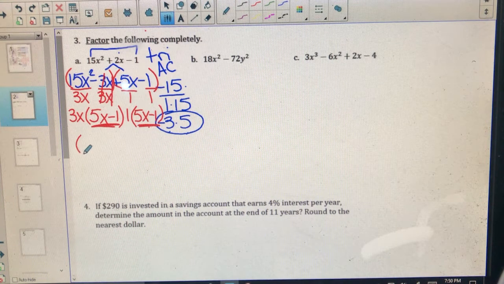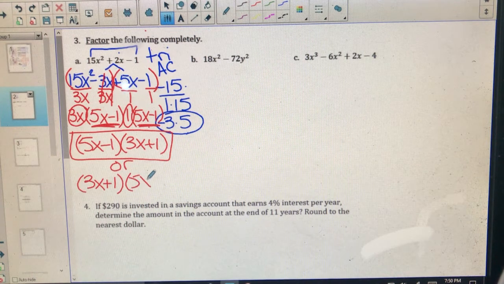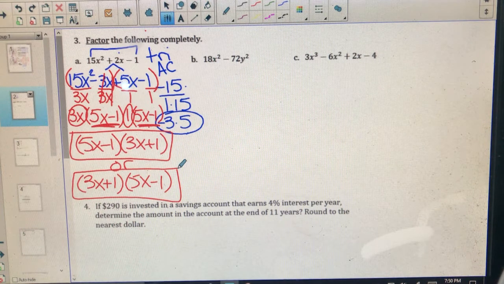They match up, so you bring it down in your answer as though it's its own GCF in the whole problem. If you take out the 5x minus 1 from everything above, you're left with 3x and a 1. So 3x plus 1 is your other factor, and I am done factoring this. If you want to put this in the other order, like so, both of these are acceptable answers. That's trinomial AC.